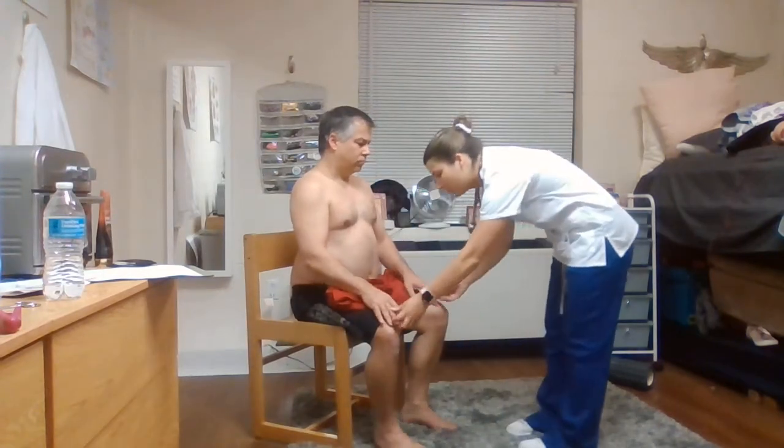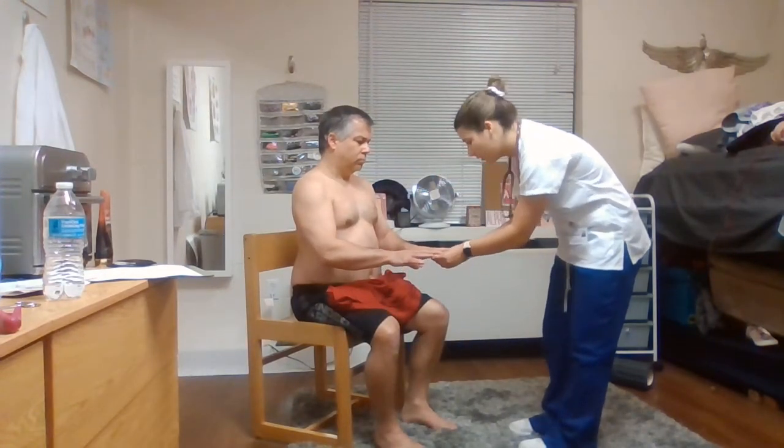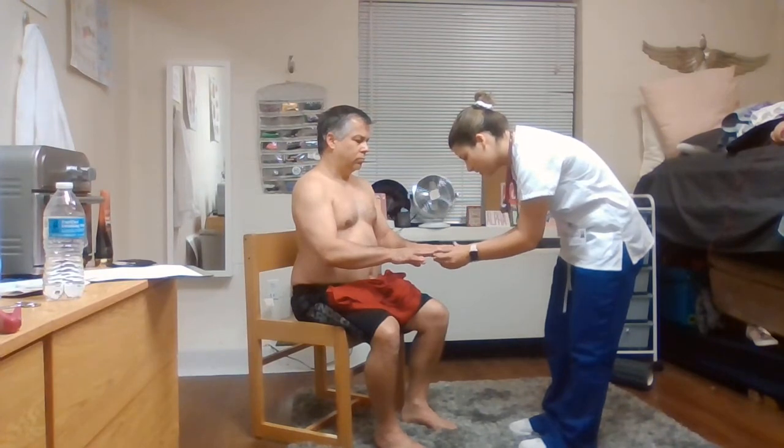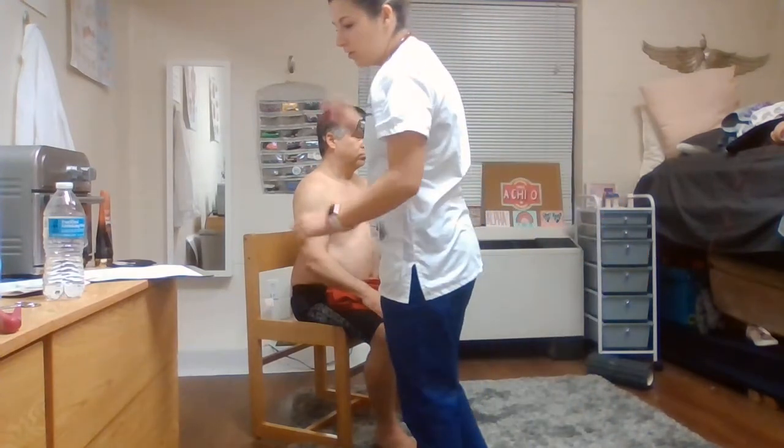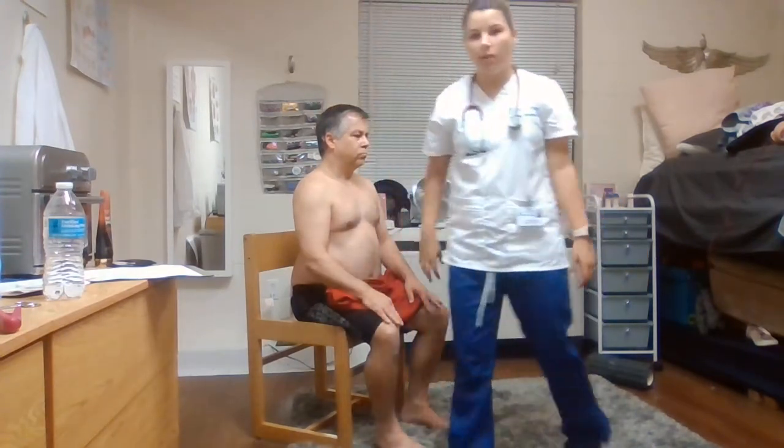I'm going to check your capillary refill. Normal capillary refill is less than 2 to 3 seconds to refill. And his color is returning very fast, so that is normal. I'm going to go to his lower extremities.